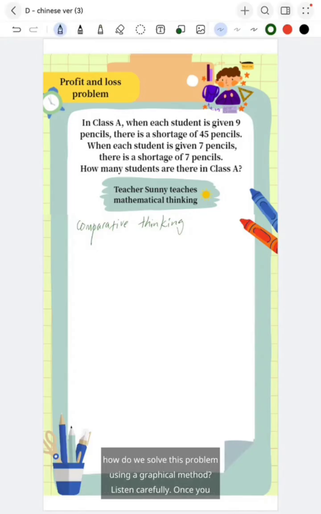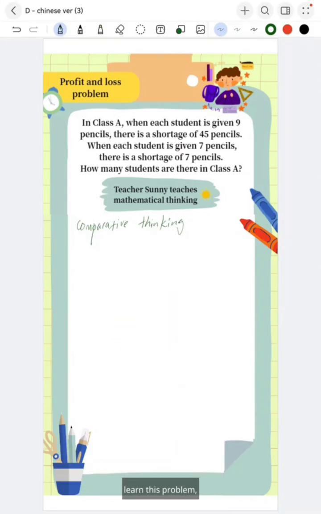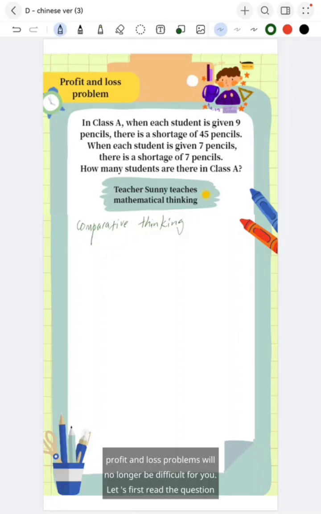Now, how do we solve this problem using a graphical method? Listen carefully. Once you learn this problem, profit and loss problems will no longer be difficult for you. Let's first read the question carefully.